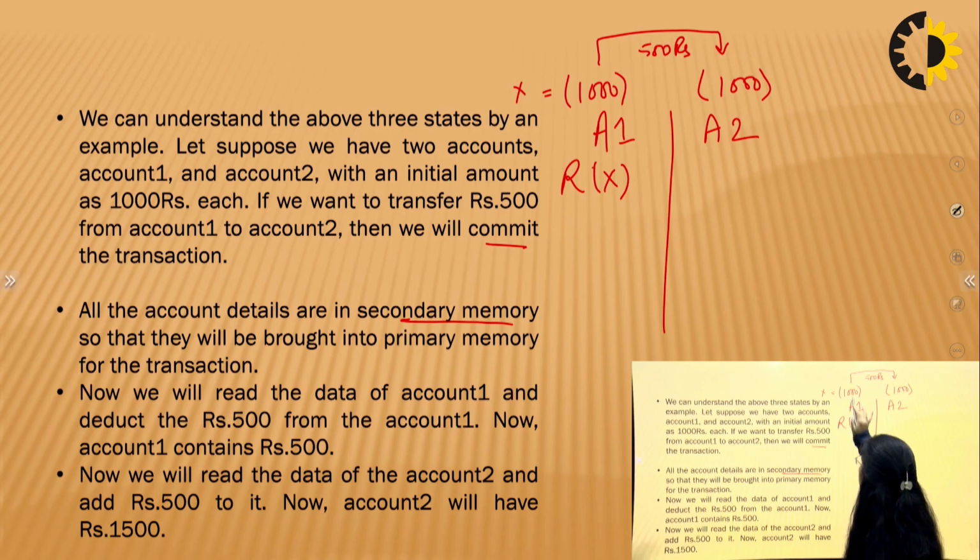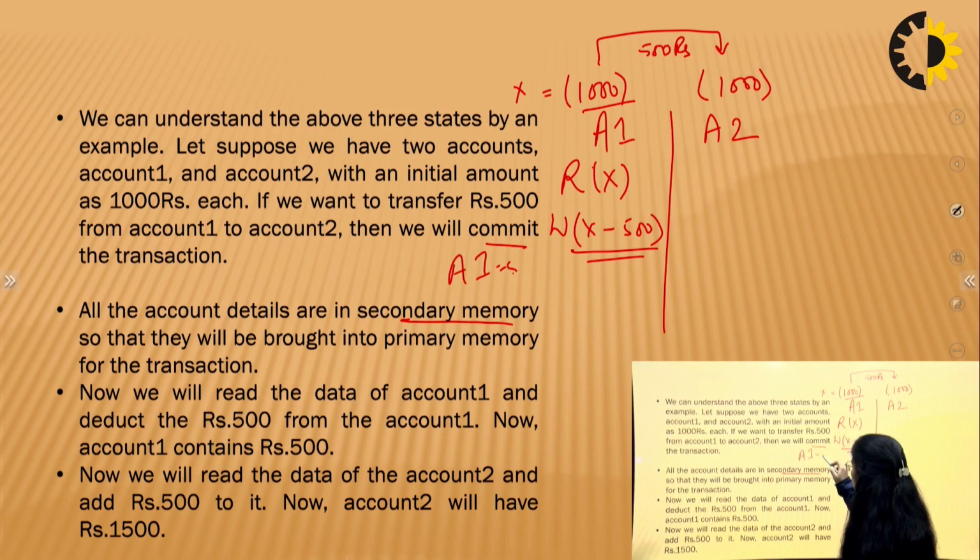When we have done that, we write x minus 500. This will deduct 500 rupees from this account. So now account 1 will have 500 rupees left. And then you commit this transaction.